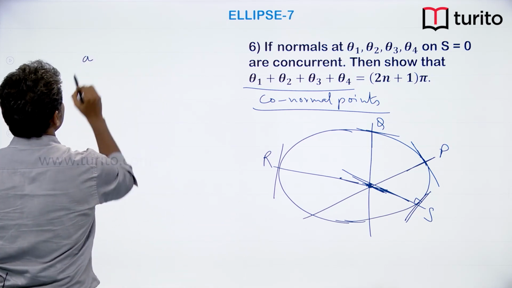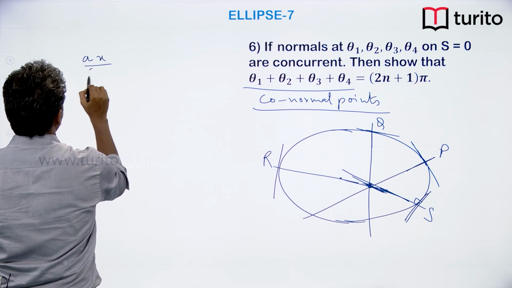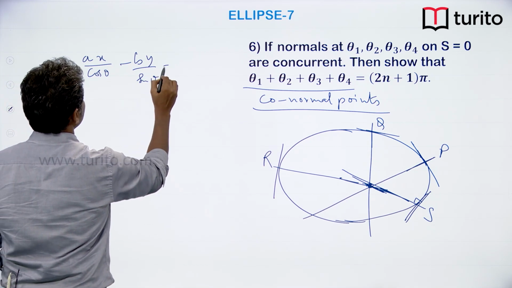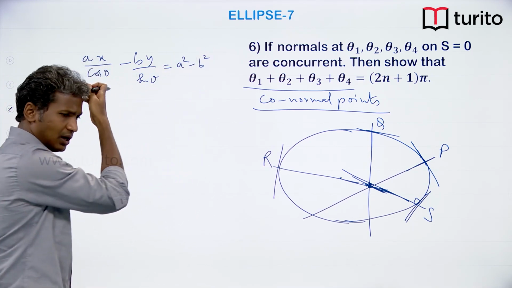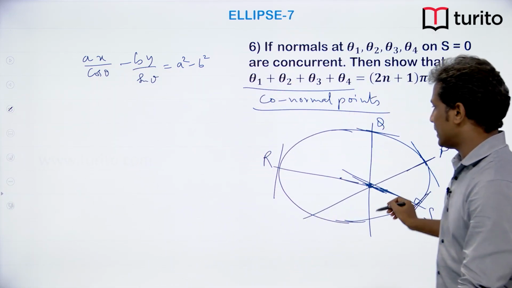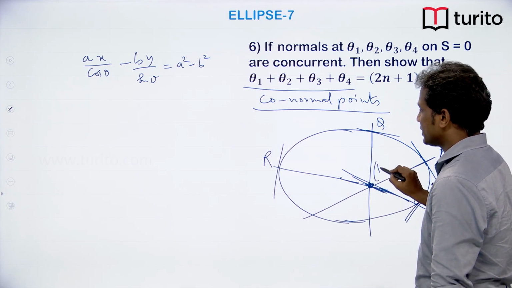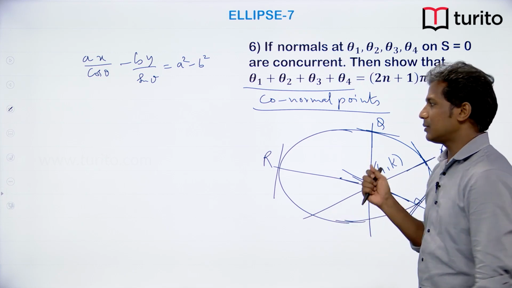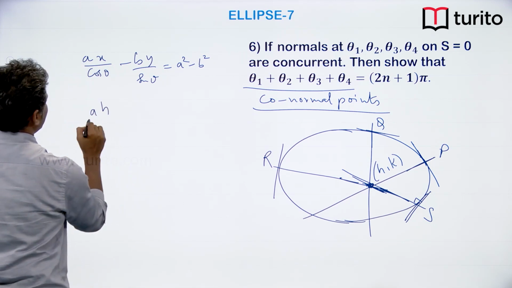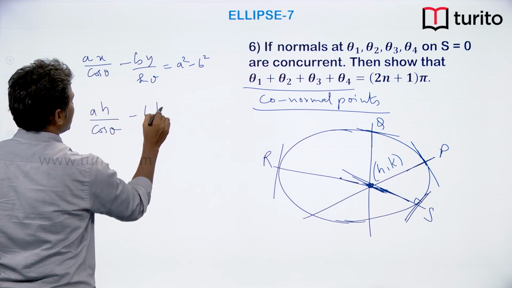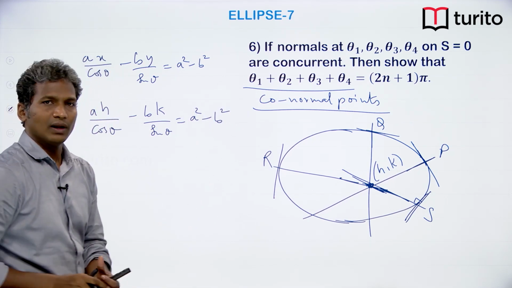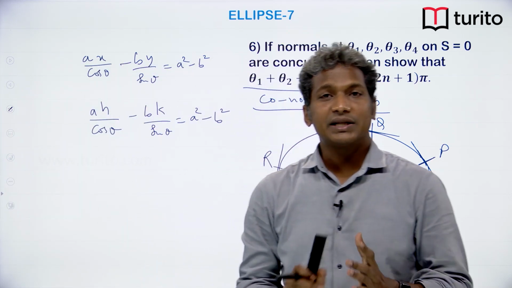So, let us say I take the equation of normal like this: ax by cos theta minus by sin theta is equal to a square minus b square. Now, if all these 4 normals are passing through a single point, let us say I take this point as some h comma k. Then that means this h comma k must satisfy this equation. So, I will write ah by cos theta minus bk by sin theta is equal to a square minus b square. But it is not a single normal, it is many normals.